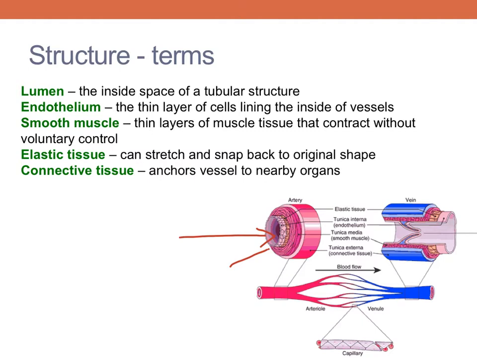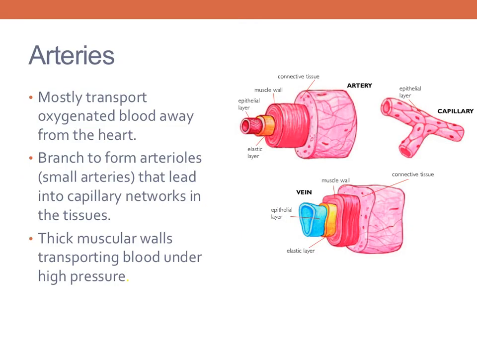And then there's elastic tissue which stretches and can snap back, has elastic recoil. And connective tissue anchors your vessels to your nearby organs. These things don't float around, they're generally connected to other pieces of your body internally by connective tissue.